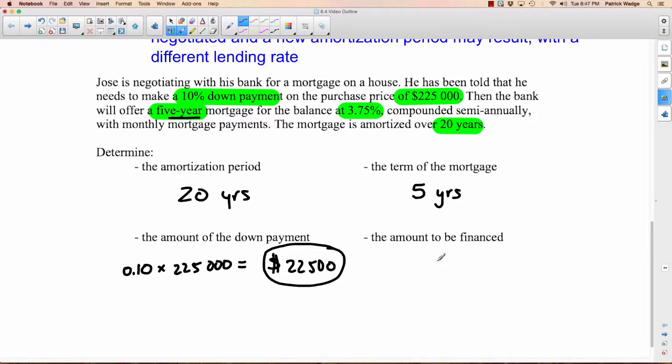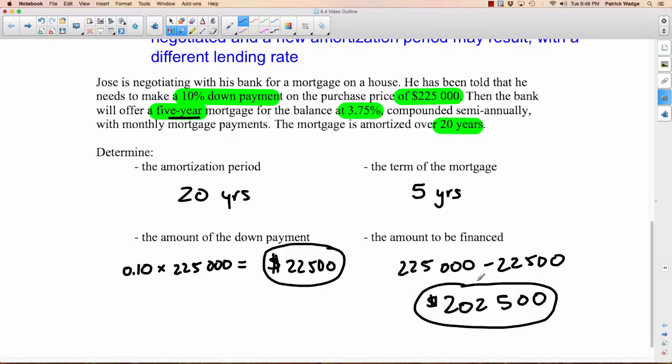Okay, so you put down the $22,500 and now you've got a house, but of course you still have a lot of it to be paid. How much do you still need to finance? Well, it was $225,000, but you paid $22,500, so that's taken care of. The amount that's left to pay, if you subtract those, is $202,500. So that's what we're going to be working with from here on out.